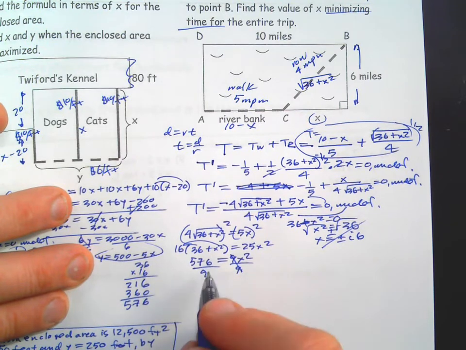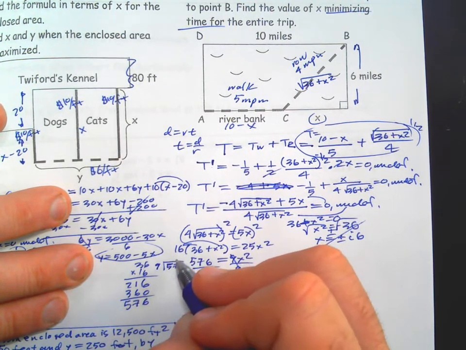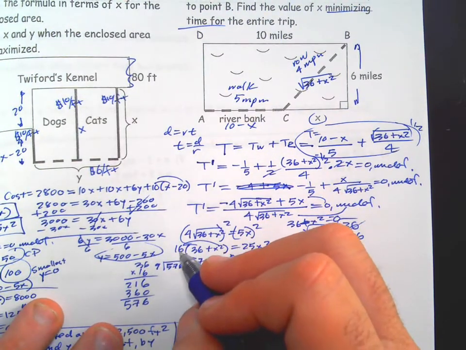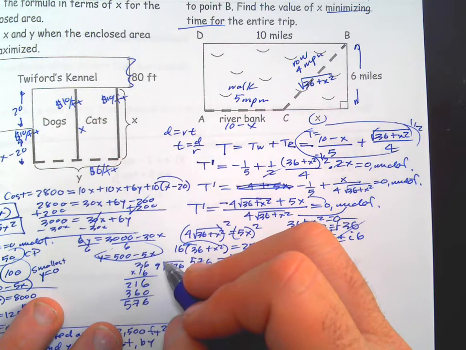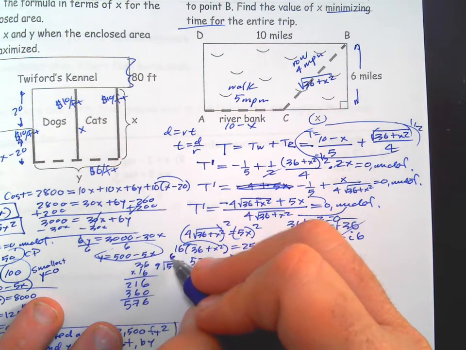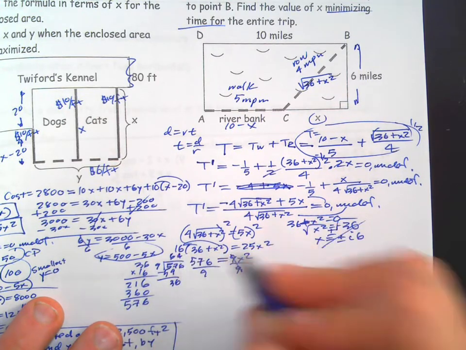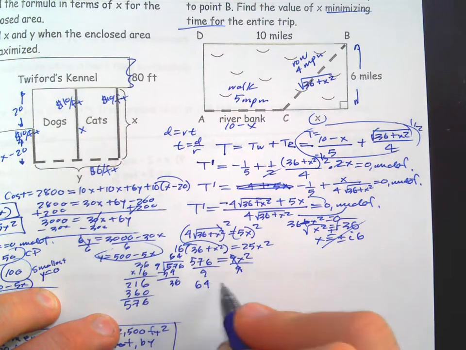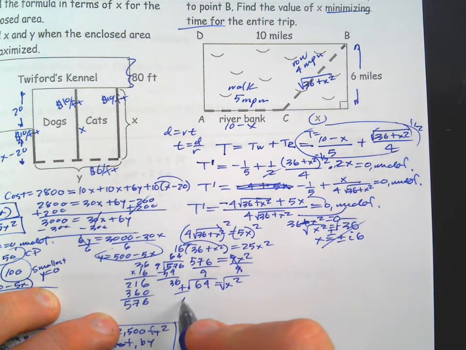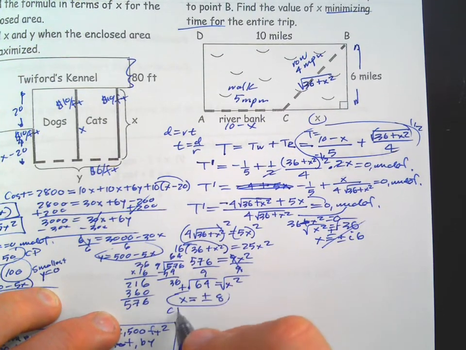9 should go into 576. 9 goes into, let's see, 5 times 9 is 45. 6 times 9 is 54. 6. And then that'd be 4. So that's going to be 64, which works out nice. Square root of both sides, plus or minus. I need to see plus or minus, otherwise I'm taking off points. Okay. Now these are your critical points.